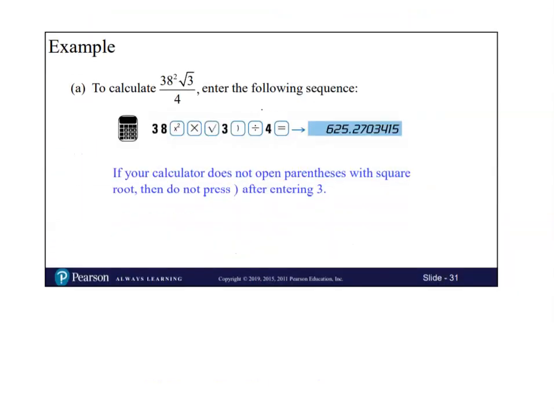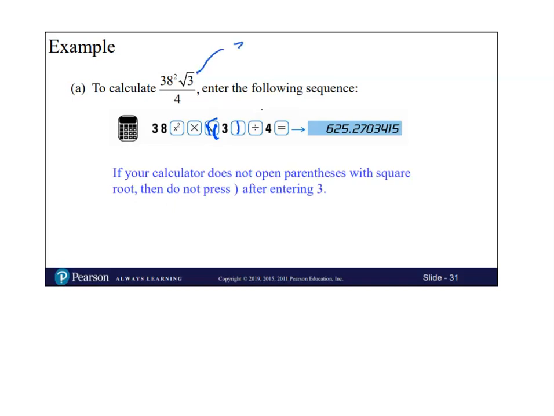To calculate 38 squared times the square root of 3, enter the following sequence. So they've got 38, x squared would get you the squared on the top, times the square root of 3. They did close off their parentheses. I think they forgot to open one up. When you type this in, this automatically comes up. Square root, and then they've closed off their parentheses, divided by 4.